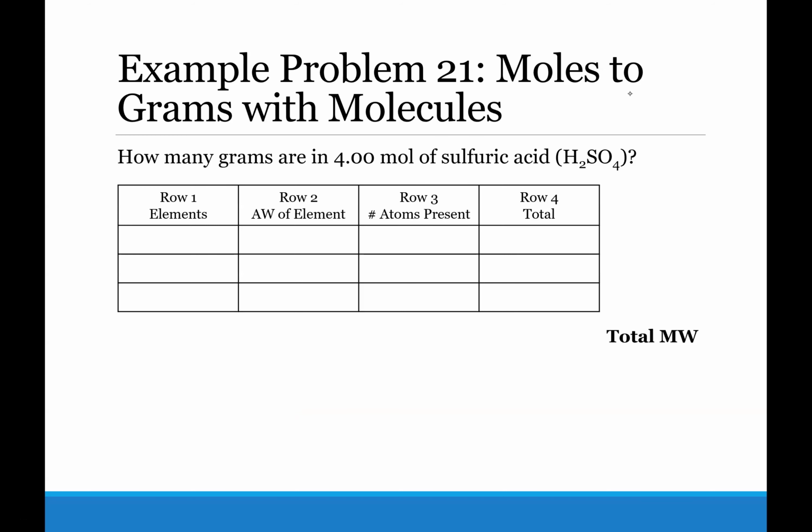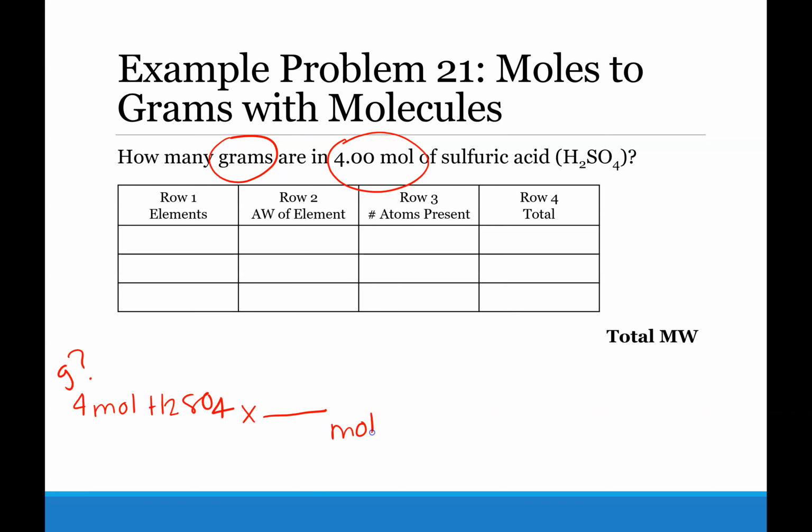Example problem 21 reads, how many grams are in 4 moles of sulfuric acid, H2SO4? So we have 4 moles of H2SO4, and we want to find out how many grams there are. So moles to grams is a one-step conversion.